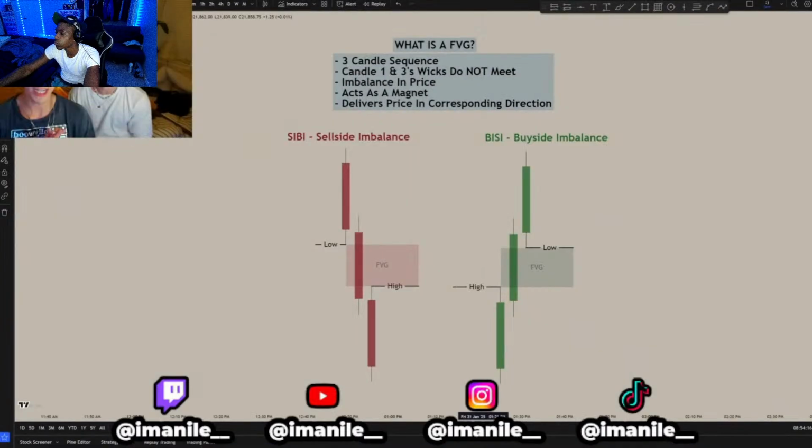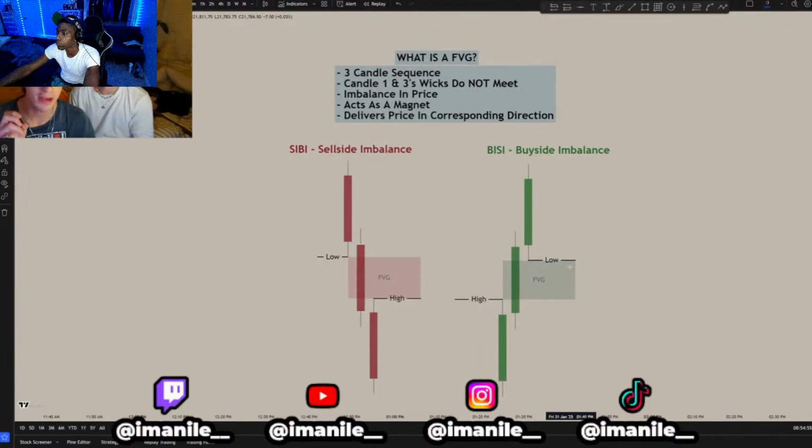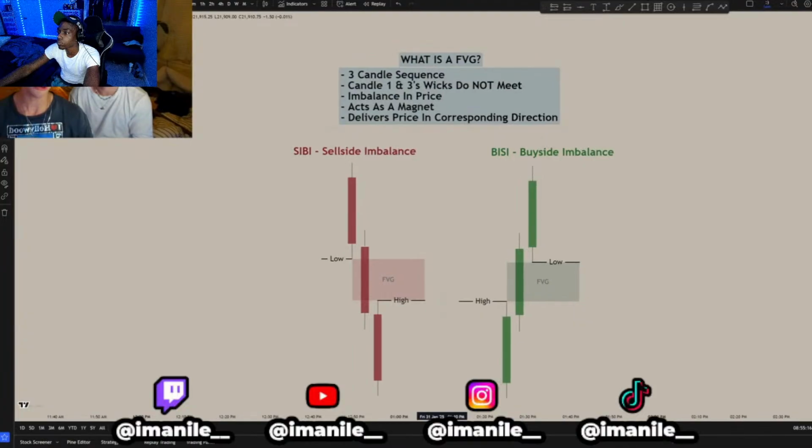Alright. So for this video, we're going to be going over fair value gaps. What exactly is a fair value gap though? A fair value gap is basically just an imbalance in price. When price has huge movements in the market, we leave behind imbalances. Imbalances are from an inefficiency of orders getting filled. So what price tends to do is trade back into these inefficiencies and use them as areas of support or areas of resistance. So there's two different types of fair value gaps.